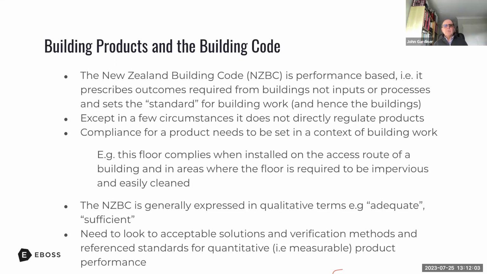One of the other challenges we've got around the building code, and again it comes partially from the performance-based aspect, is that most of the performance we've got is expressed in qualitative terms, not quantitative terms. So it uses things like adequate and sufficient. There are the older code clauses where some specific measurable numbers are used, but they tend to be relatively rare. And so the way we deal with that is that sometimes we have to look to acceptable solutions and verification methods and their reference standards to get a handle on what performance looks like and some measurable criteria.